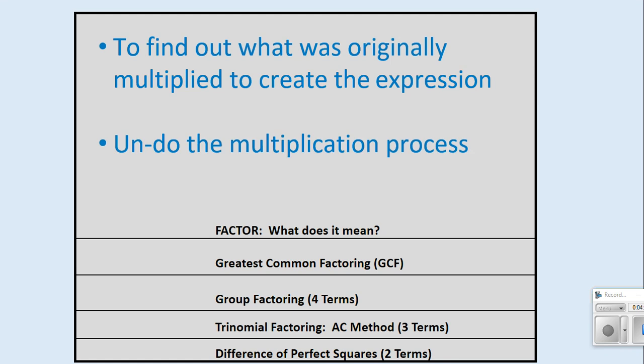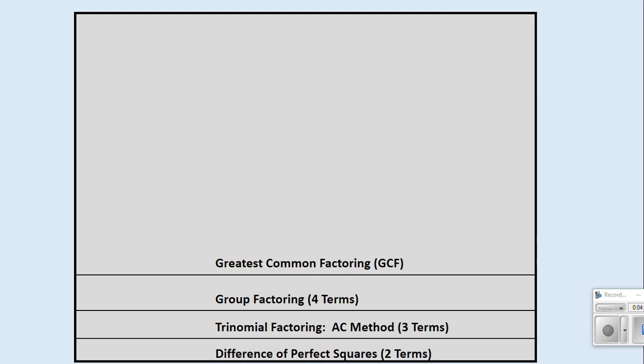Another way to say this is to undo the multiplication process. So it's really important that you know how to multiply, so that when you get factors, you can look at your factors and multiply them back through and say, oh, hey, I got what I started with. Oh, I probably did it right. Okay, so we need to know what our factors are in order for us to make sure we're doing what we're doing correctly.